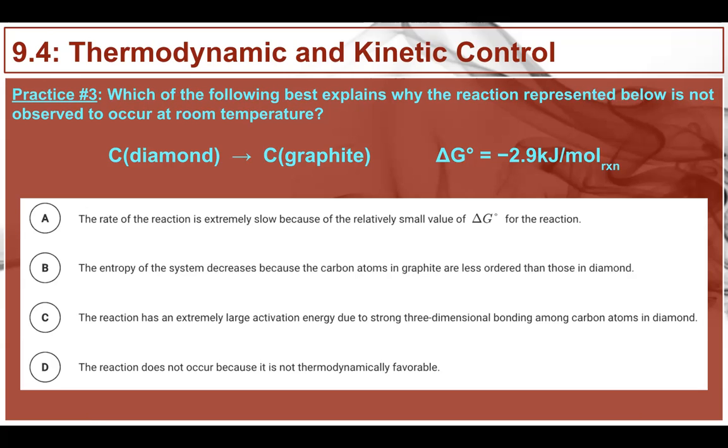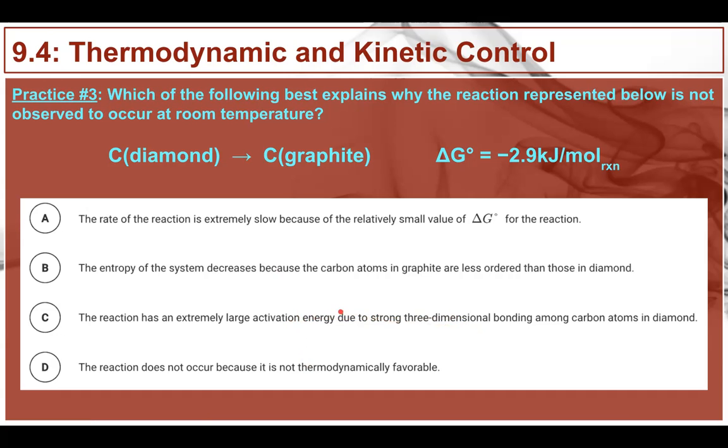So the answer for this, again, is actually going to be C. Being able to convert diamond into graphite, while thermodynamically favorable, does not happen as a result of a very high activation energy. And that's due to the 3-dimensional bonding between carbons in the diamond, okay?